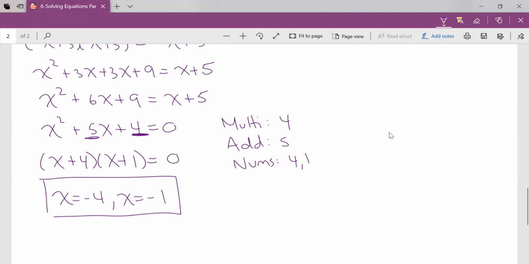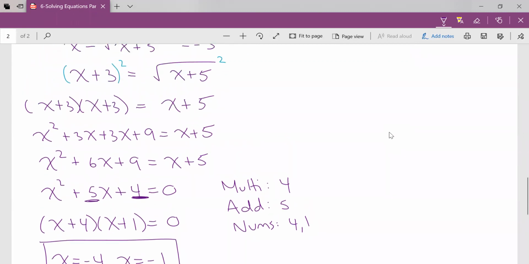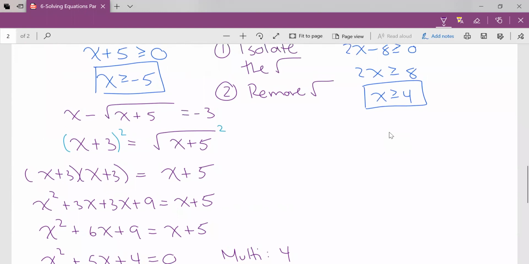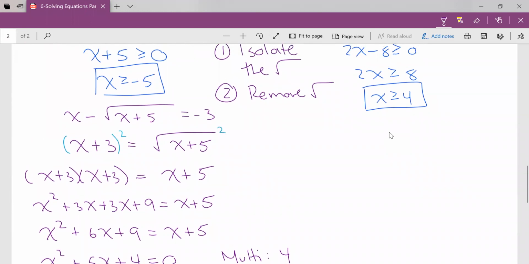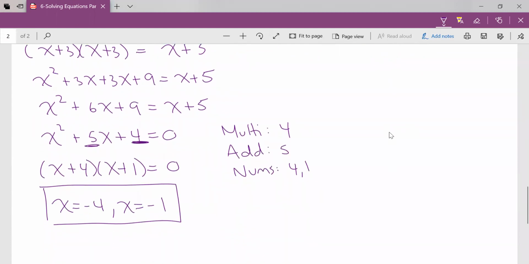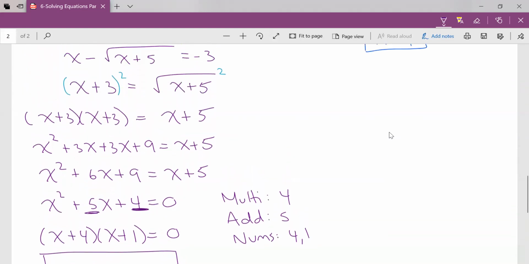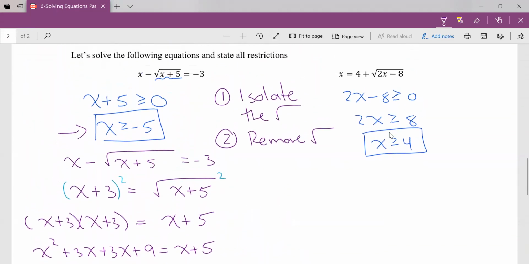There's my solutions. Okay, but what I need to go and check is my restriction. What did we say? We said our restriction was x had to be greater than or equal to -5. How did we do? Well, both of them are bigger than or equal to -5, so we have two solutions. There they are. Okay, let's try another one. Okay, so like I said, there's definitely more steps involved in this, isn't there? Okay, let's try another one.